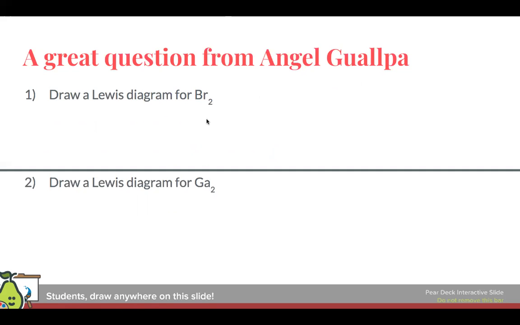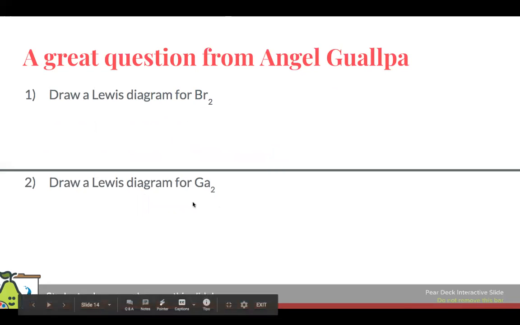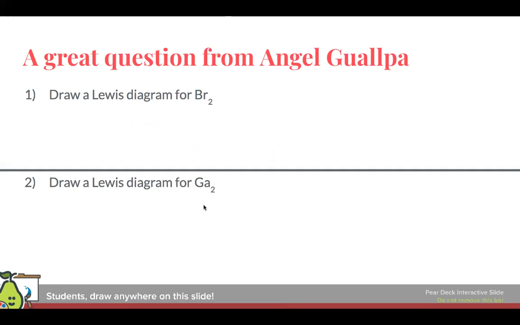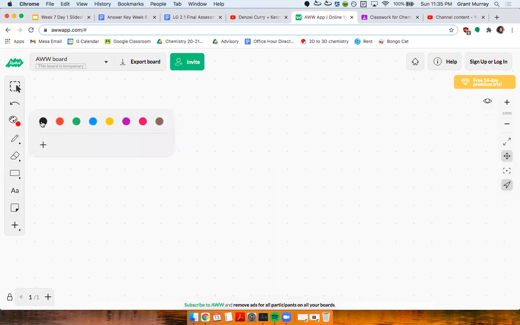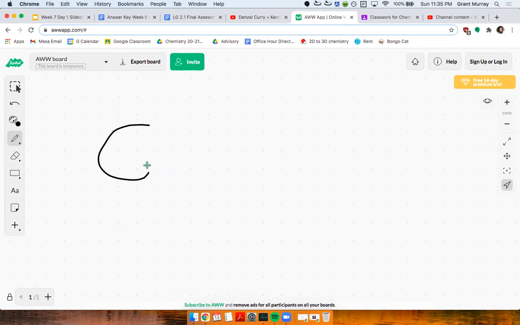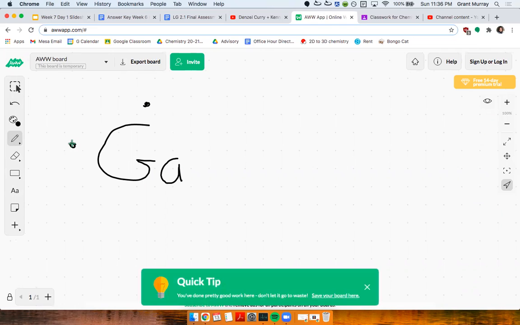Draw a Lewis diagram for Br2. I want you to do that. And I want you to try and draw a Lewis diagram for Ga2. You're going to need to pull up a periodic table to do this. So what you'll realize with Ga2 is, I'm going to show you on a whiteboard right now. Ga is in the third column, so each Ga gets 3 valence electrons.